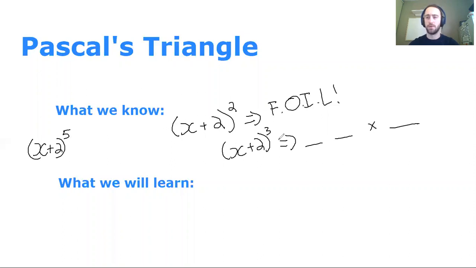We're not going to FOIL the first two terms, multiply by the third, then the fourth, and then the fifth. We're going to simply use Pascal's triangle to help us. So what we will learn is an easier way to expand something like x plus 5 or x plus 2, whatever, to a very high exponent, in this case, 5. We will learn how to use Pascal's triangle in helping us with binomial expansions.